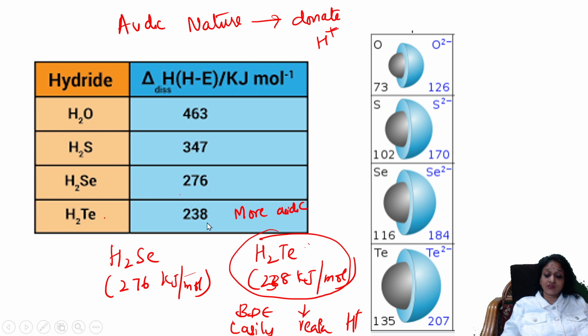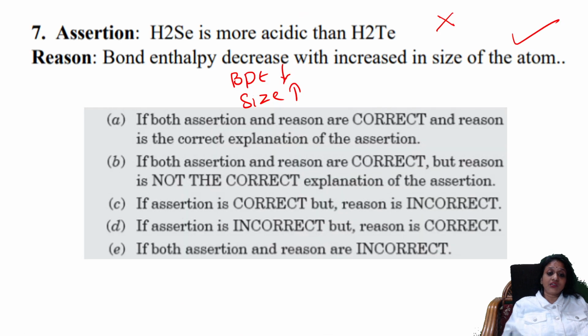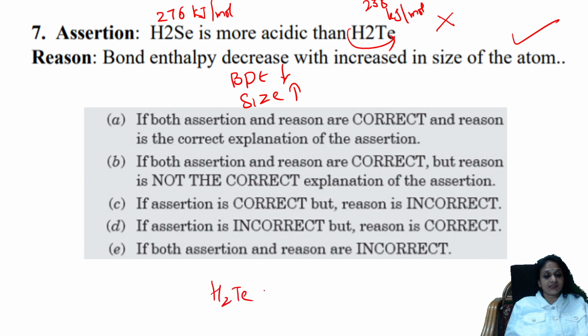Right? What did they give me? They gave me H2Se is more acidic. That's wrong, no, students. Here it is 276 kilojoules, difficult to break, more energy. Here less energy, 238 kilojoules per mole. I can easily break it and send this proton out. So this is a wrong statement. What is the correct statement? H2Te is more acidic than H2Se.